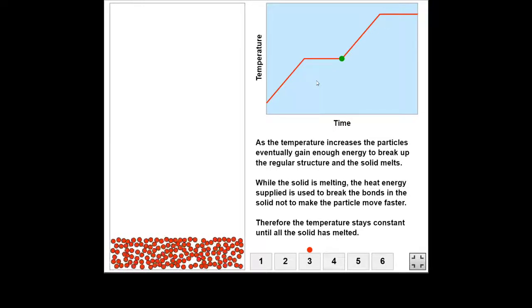It's another example, a little bit like mass and weight, where we talk differently in science lessons compared to the way that we talk in the real world. You will use the word heat to mean temperature in the real world.